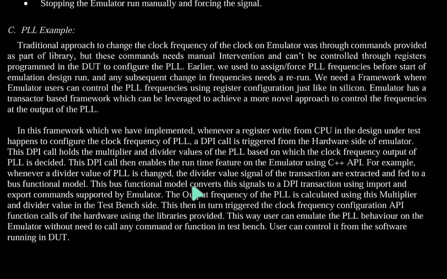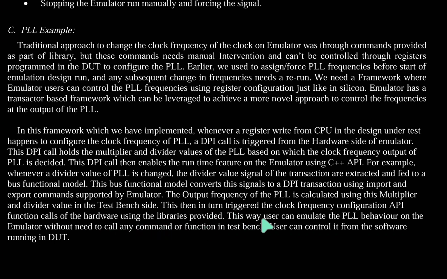This bus functional model converts these signals to a DPI transaction using import and export commands supported by the emulator. The output frequency of a PLL is calculated using these multiplier and divider values on the testbench side. Then, this in turn triggers the clock frequency configuration API function calls of the hardware using the libraries provided.